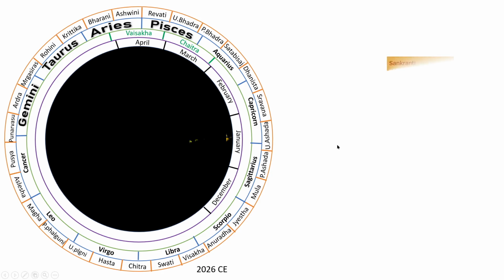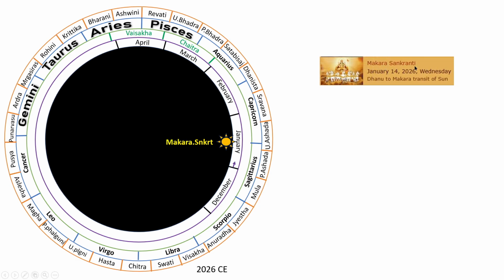So in 2026, Makara Sankranti was on January 14th. Basically, Makara Sankranti means when the sun just enters Capricorn. Capricorn is Makara, so it has left Sagittarius, which is Dhanu Rashi, and the sun is at the border between Sagittarius and Capricorn, entering Capricorn. So this is how we'll fix these Gregorian months. January 14th should be coinciding with this border between the Sagittarius and Capricorn sector in the zodiac.